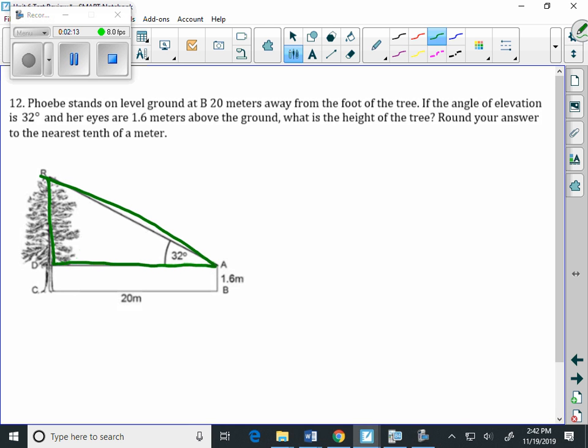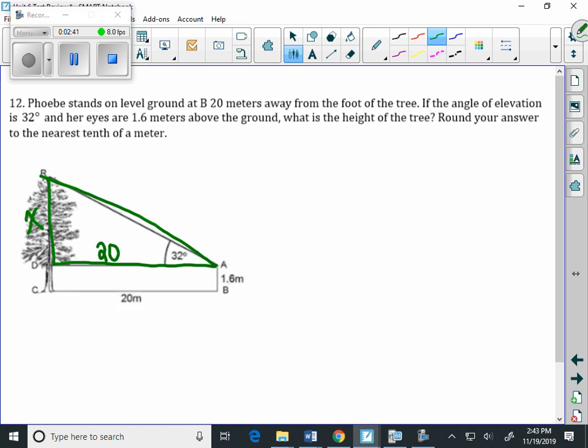And once we find that height over here, because we want to figure out the height of the tree, I'm going to call this part of the tree x. And then at the end, we'll deal with the 1.6 meters above the ground. The other thing to notice is that Phoebe is 20 meters away from the tree. I'm going to put the 20 here. And once we have our picture labeled appropriately, then we can label.